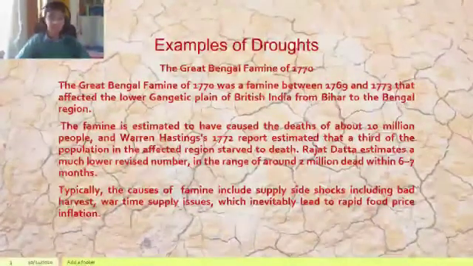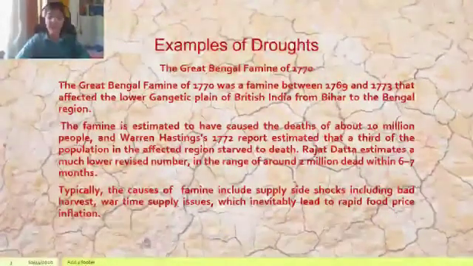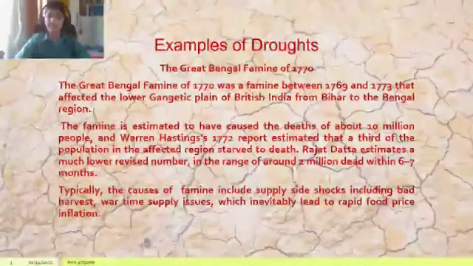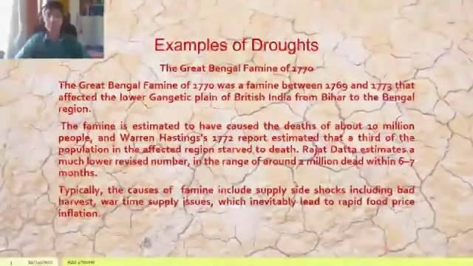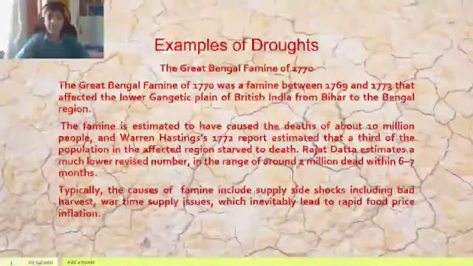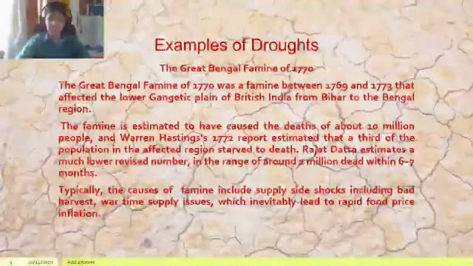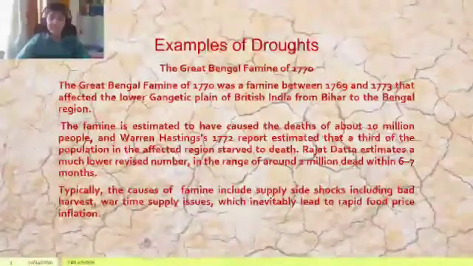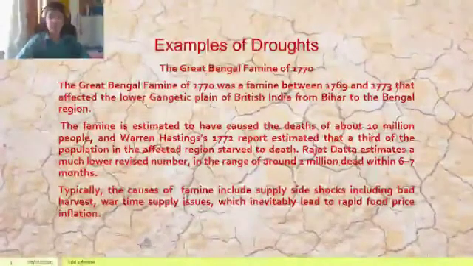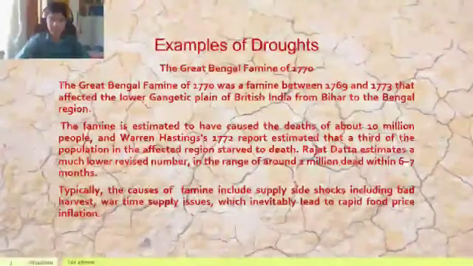The Great Bengal Famine of 1770 was a famine between 1769 and 1773, which affected the lower Gangetic Plain of British India from Bihar to the Bengal region. The famine is estimated to have caused the death of about 10 million people.